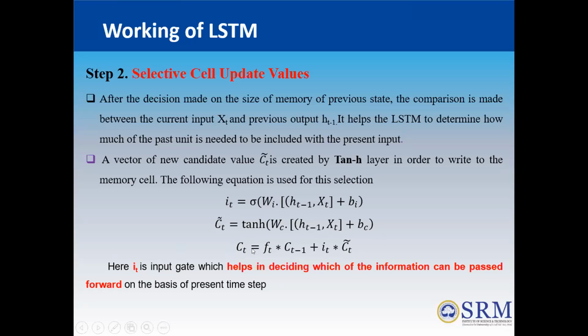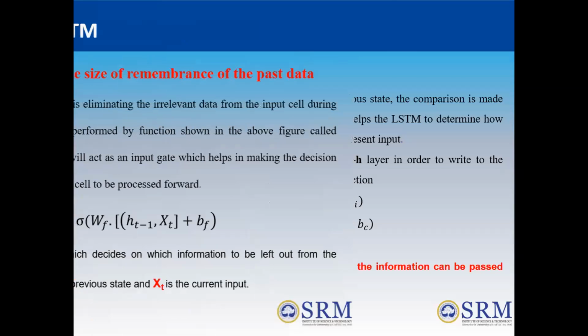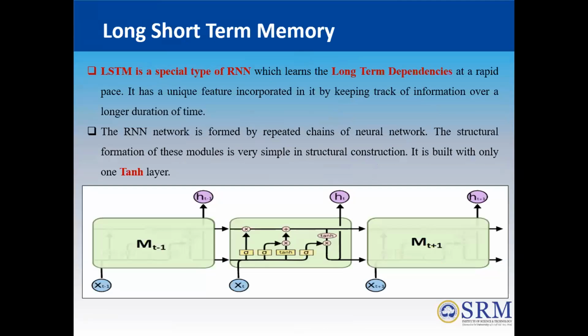Then the cell state is updated by taking the input from the forget gate, which takes the relevant data that it has remembered in C of t minus 1, plus i of t into C tilde of t. So that is exactly what you have done here. If you look here, you have the C of t minus 1 here. That is the cell state.